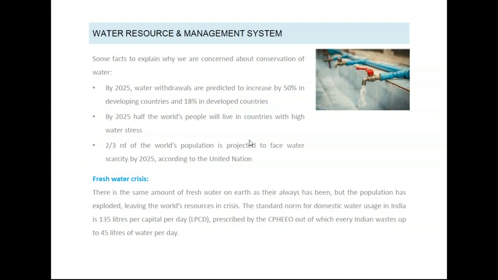The standard norm for water usage in India is 130 liters as described by CPHEEO. Every Indian wastes up to 5 liters of water per day.